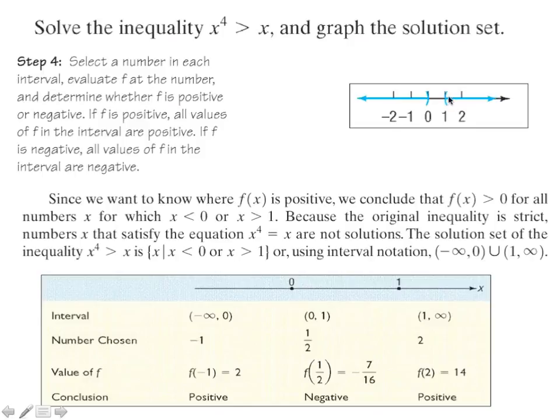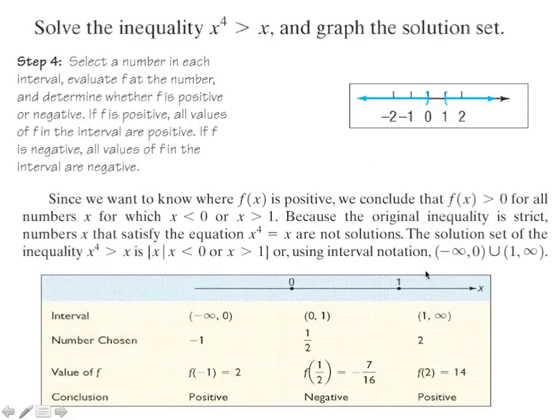And then if we wanted to graph the solution set, if you look at your number line, we have parentheses, not brackets, because 0 and 1 are not included. And then we are shading to the left of 0 and to the right of 1. The only part that's excluded is from 0 to 1.